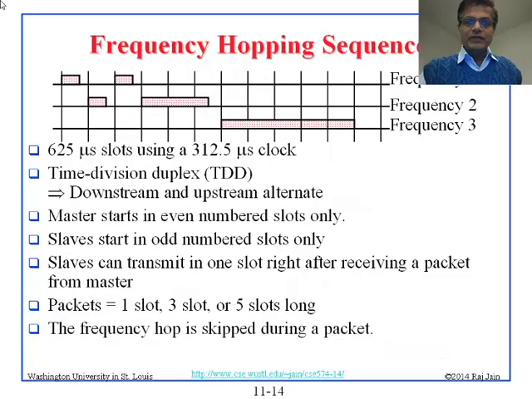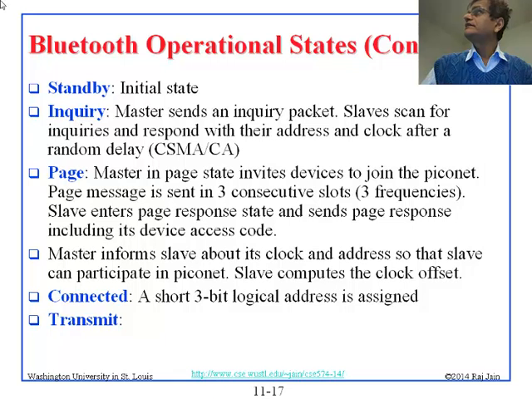Right. Okay, so let me go back to this. This is basically this page message here, and the page message here, and the page message here. Those could be 3 different frequencies, because these are each 1 slot long, right? These are not 3-slot-long messages, right? So that is the normal hopping. And then this layer enters the page response state, and then after the exchange, at the end they are all connected. And at the end you have a 3-bit logical address.